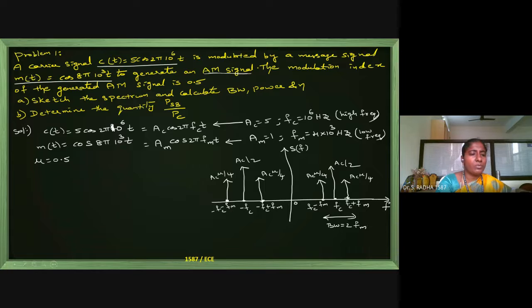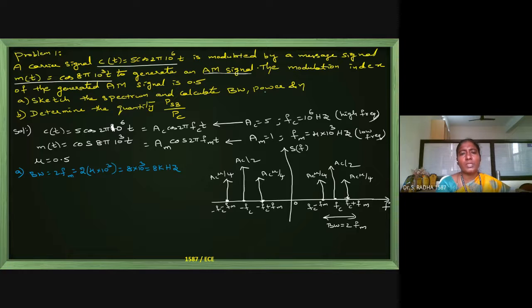Now I will go with the A part of the question. Sketch the spectrum is completed. Calculate bandwidth: the bandwidth formula I have written is 2 fm, and the fm value I calculated is 4 into 10^3. So 2 times 4 into 10^3 is nothing but 8 into 10^3, or 8 kilohertz. 8 kilohertz is the bandwidth.